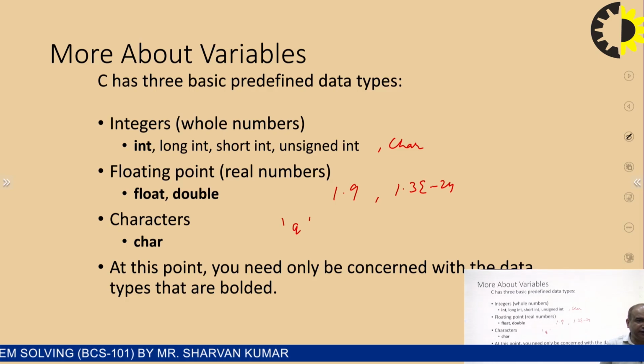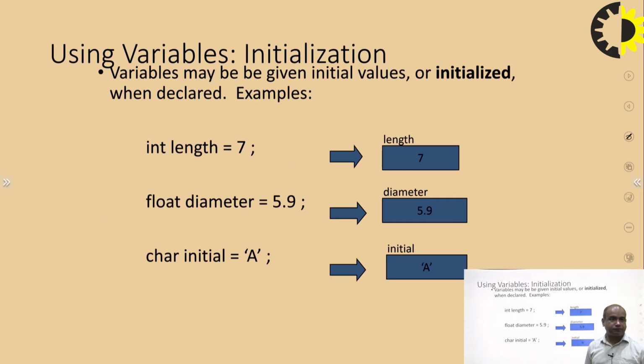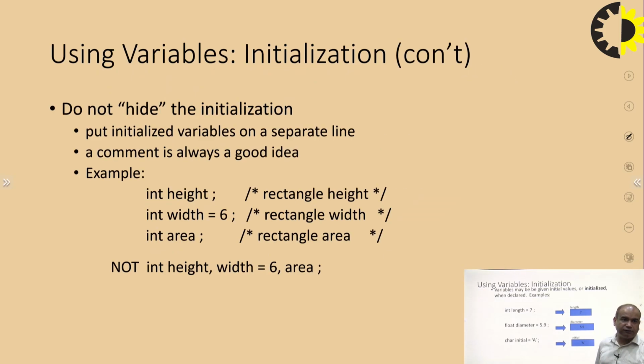At this point, we need only to concern with the data types that are bolded. So using variable initialization, like int length equal to 7. Here the 7 is the value of data type int of variable length. Here if I talk about float, diameter equal to 5.9. 5.9 is a value of diameter of type float. Same this way, char initial a, that is the representation as well as we can say initialization of variable.